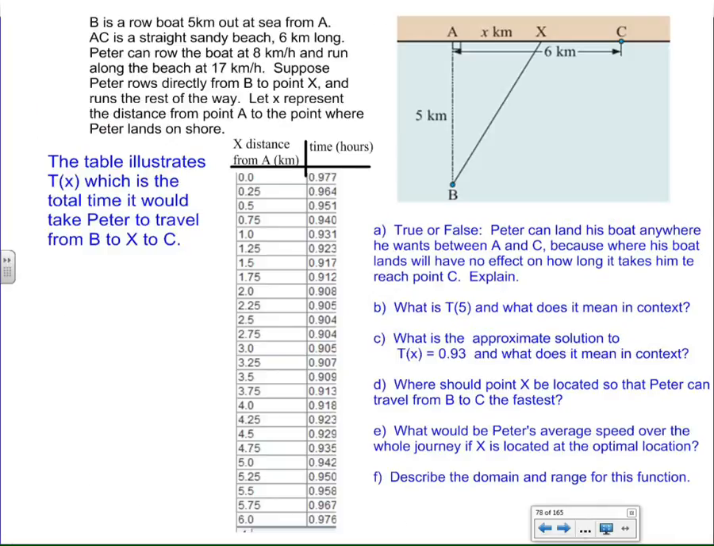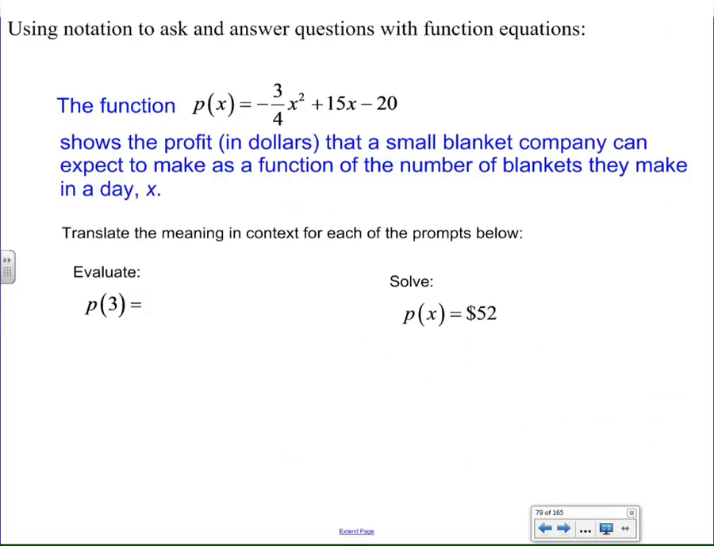We would also look at tables. If we have a table of values, we can use the table of values to answer the same kinds of questions. So what makes today's lesson different is instead of using graphs or a table to answer our question, we can use an equation to do the same thing.